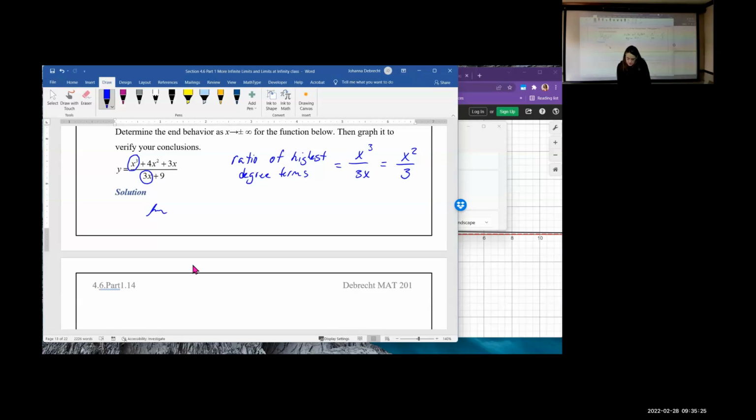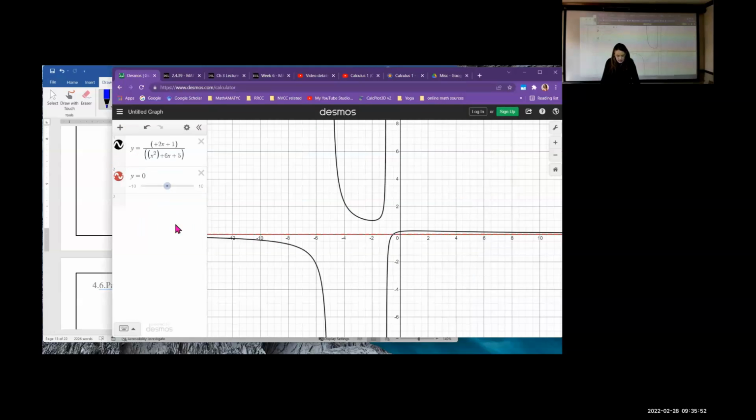So our limit as x goes to positive infinity of the function should go to infinity, and the limit as x goes to negative infinity of the function should also go to infinity. So my guess is that they're both going to go to positive infinity because x squared reaches up on both sides. Let's check the actual graph and see if that's what it does.